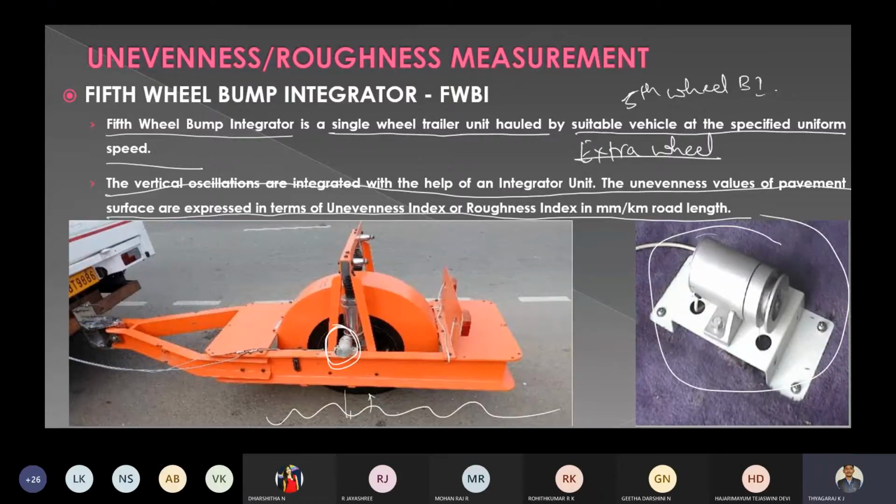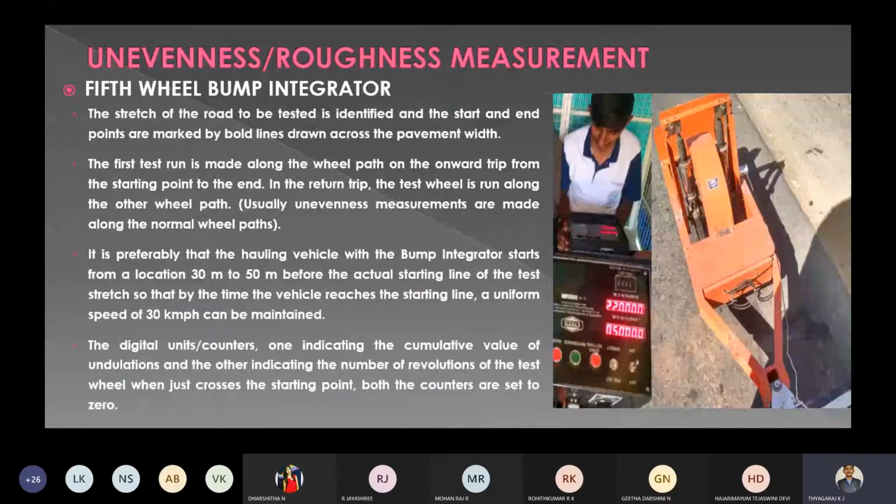Okay, this integrator is again connected to, you can observe here, a reading measurement unit. Okay, you can take the reading. So how will this fifth wheel work?